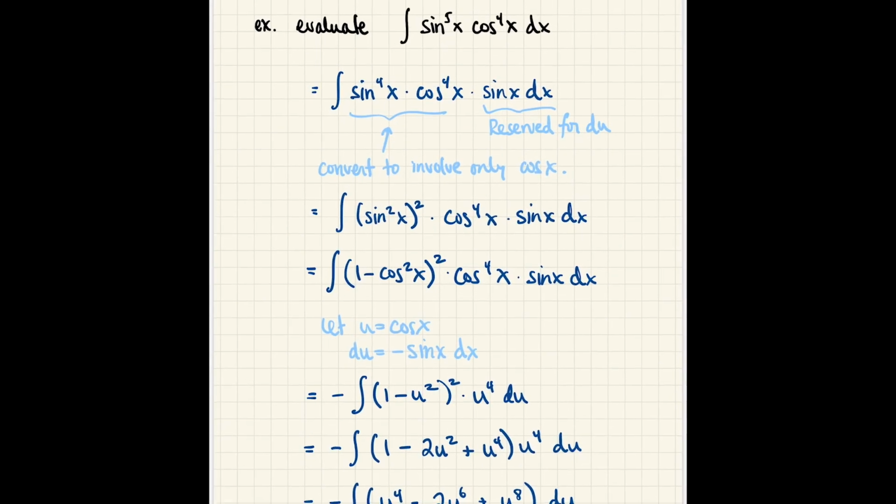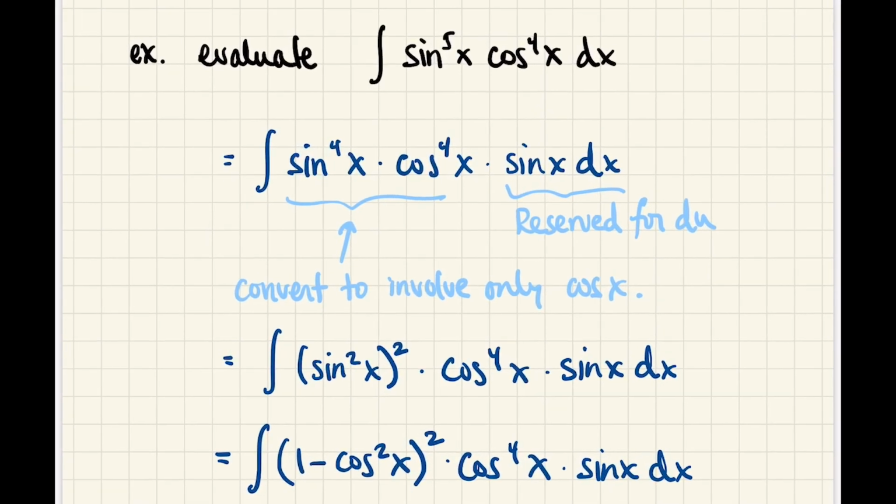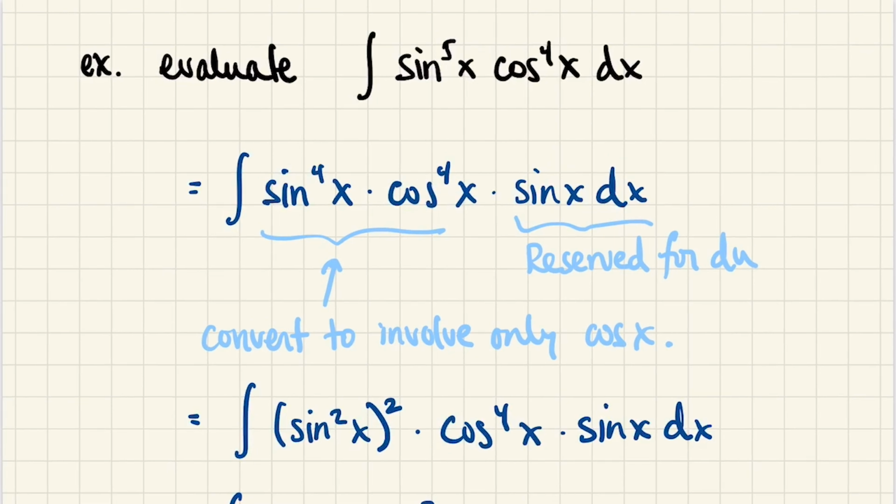Okay, when we were first getting started on this problem, one of the things I said was that there's only one good choice for reserving with dx, and that was choosing sine of x, not cosine.